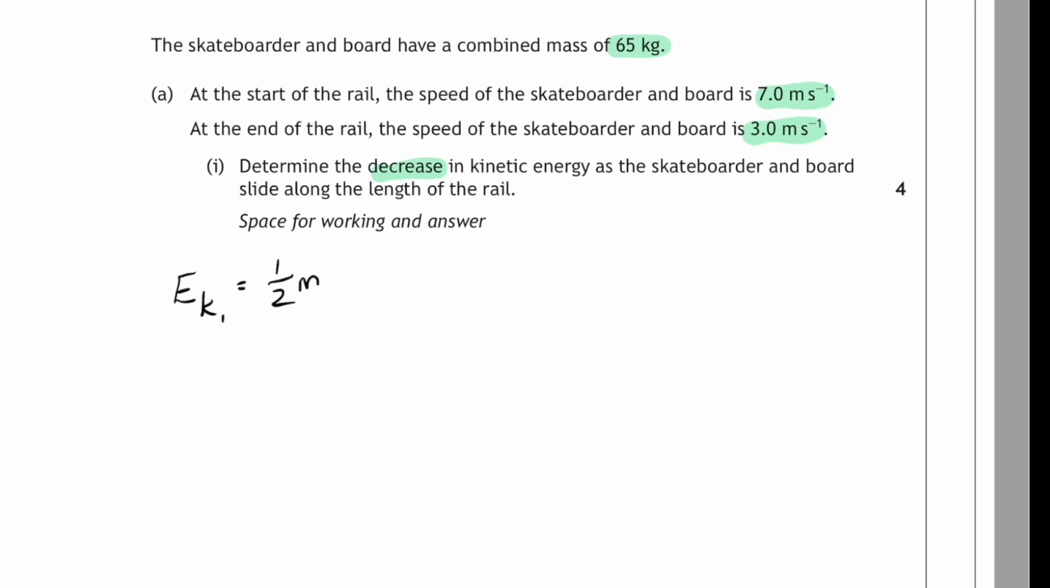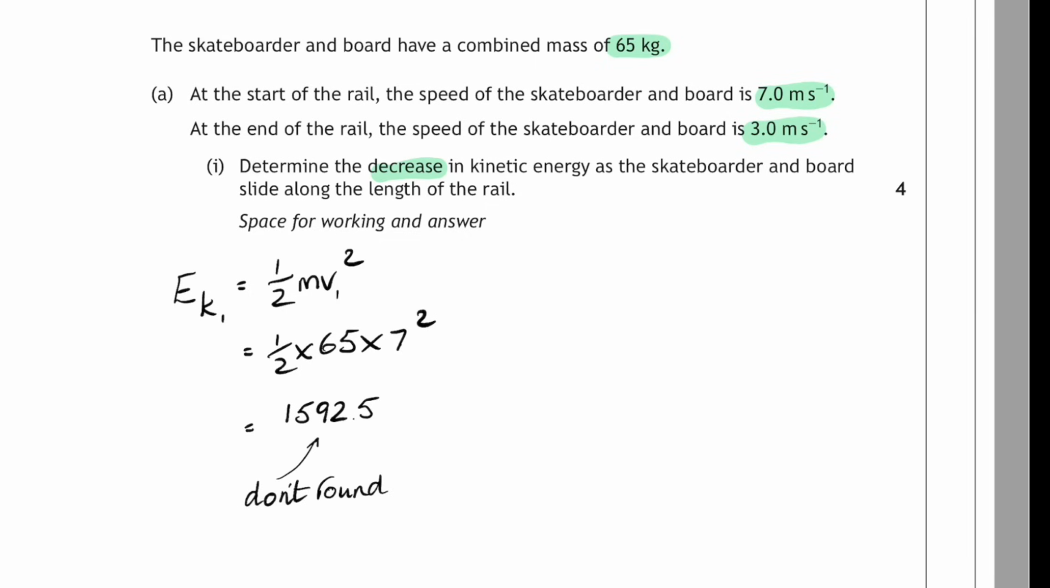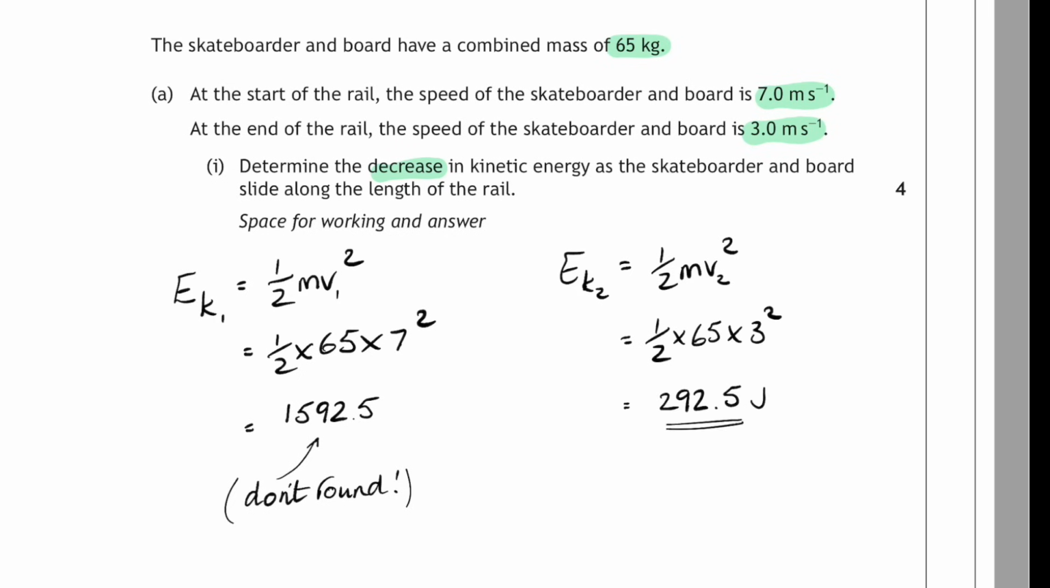So it's all about the kinetic energy at the start, which we can work out by doing a half his mass times his initial speed squared, which was 7. And if you do that in your calculator, you'll get 1592.5 joules. And don't round it at this stage. Don't round it till the very end. His kinetic energy at the end of the rail is a half his mass times his final velocity squared. So half times 65 times 3 squared gives you 292.5 joules.